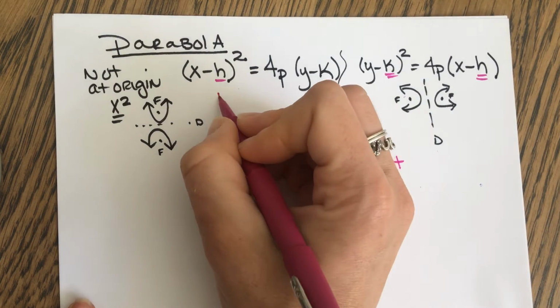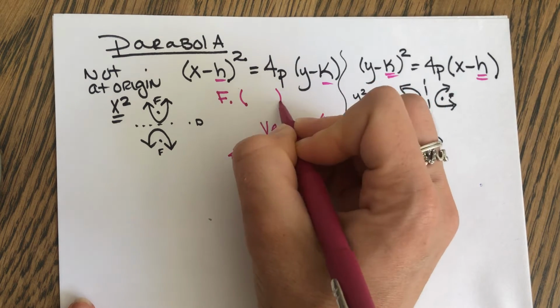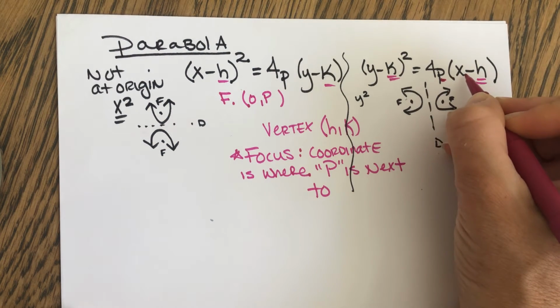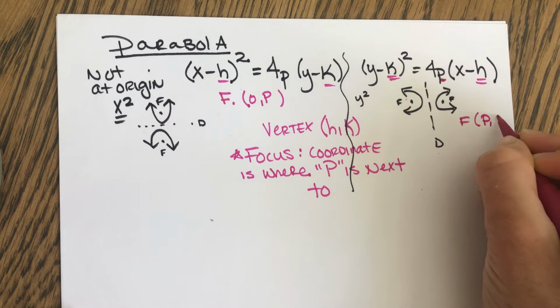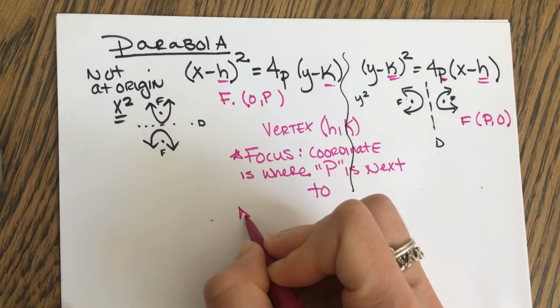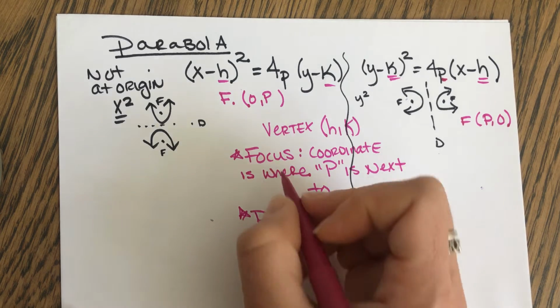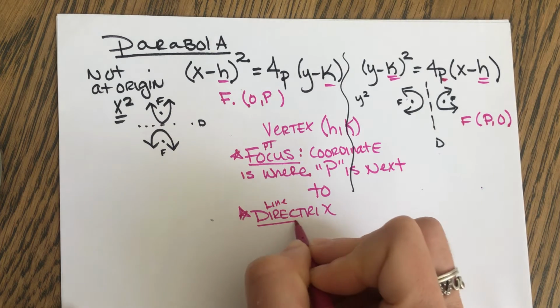So in this problem, since P is next to the Y, your focus would be the Y. Since P is next to your X, remember for this problem, your focus is the X coordinate. And then the other thing we can write down is your directrix. Remember, the focus is a point. Your directrix is a line.